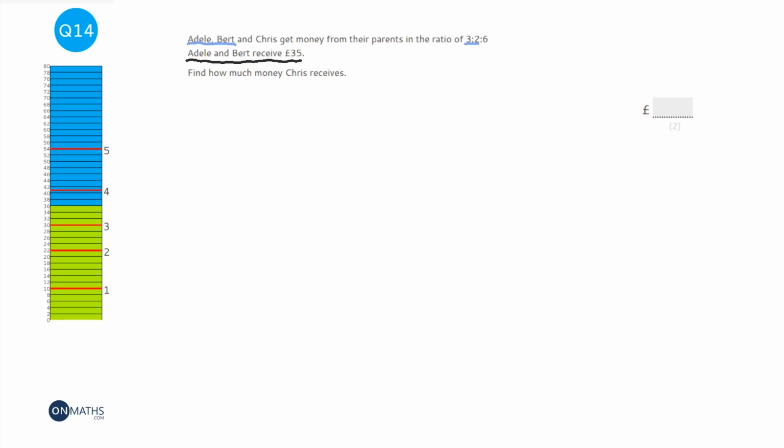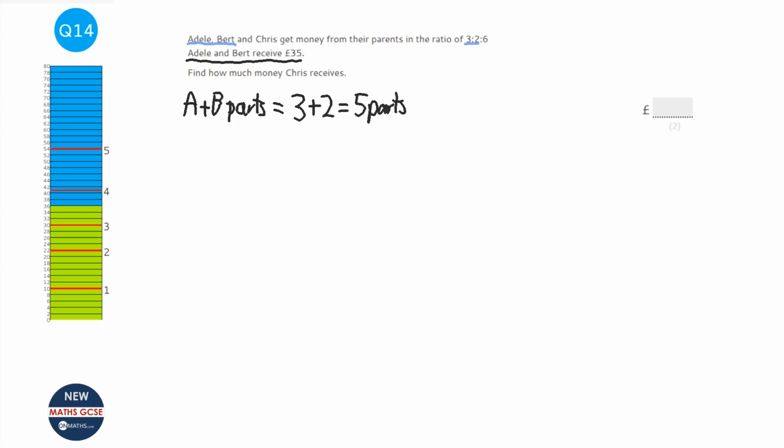So Adele gets 3 parts and Bert gets 2 parts. So A and B parts equals 3 for Adele and 2 for Bert. So that's 5 parts in total that they get. Now it says they receive £35, so we need to work out what 1 part is worth.